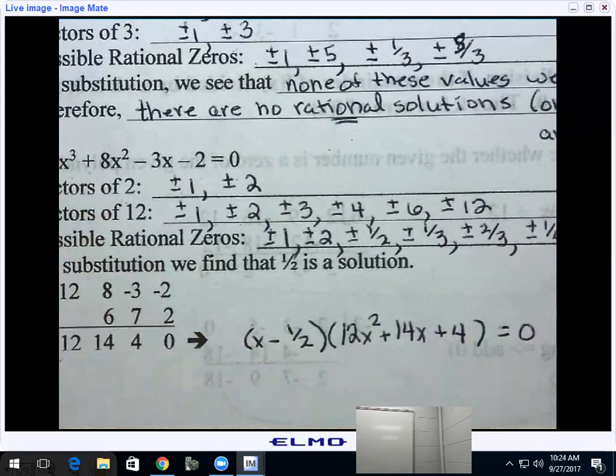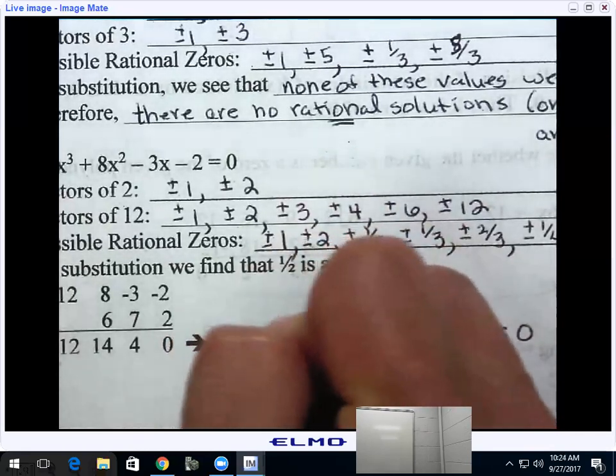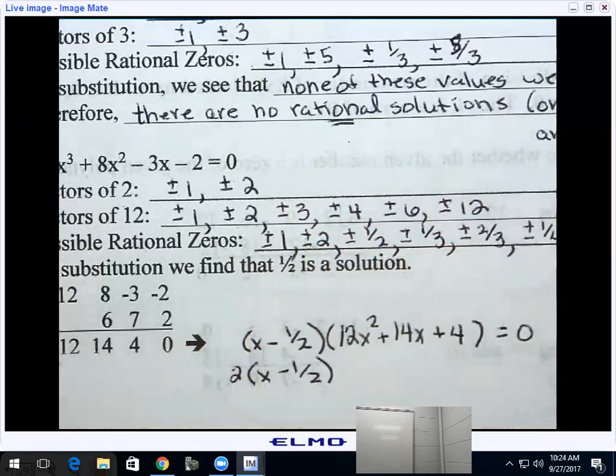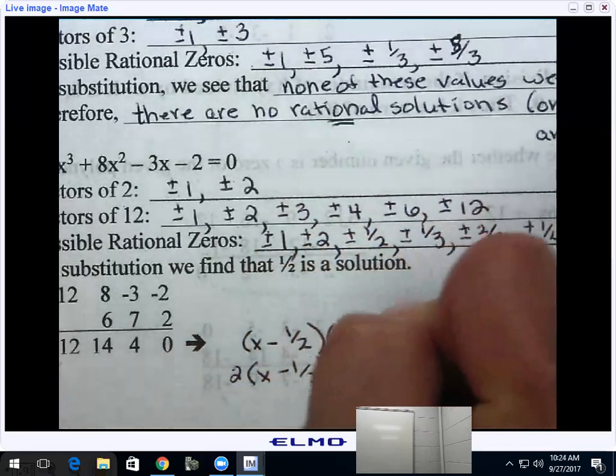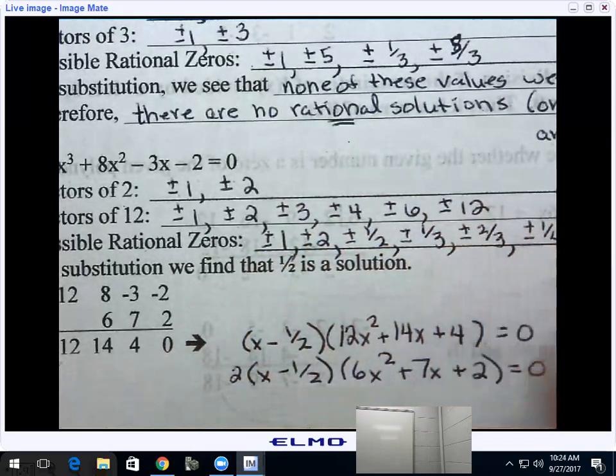Factor that further, and actually, there's a GCF. It would make my life easier if I factored out the GCF. I'd have smaller numbers to work with. So I'm going to factor out a 2 and just put it out front. But now the quadratic factor is only 6x squared plus 7x plus 2. That's a little bit better.